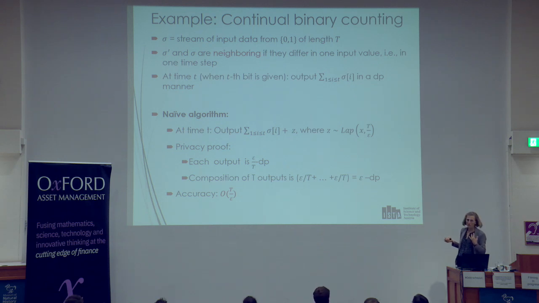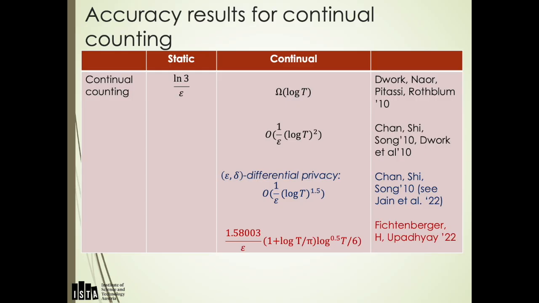So that's good, but what is your accuracy? If you have Laplacian noise t over epsilon, your accuracy is t over epsilon, which is really not good. It's the number of time steps over epsilon. And the question is, can you do better? And the answer is yes, but not as good as you would like to.